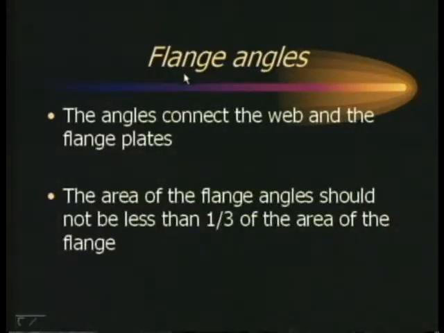So initially when we choose some flange angles, the area of the flange angles should not be less than 1/3 of the area of the flange. It means it should not be less than this, it can be more, it can be slightly more. So you start with a flange angle of about 1/3 area. If it is not sufficient, go in for an angle of slightly more area.